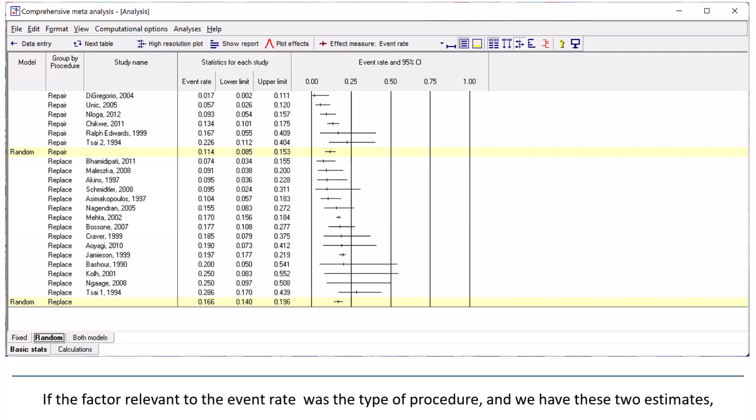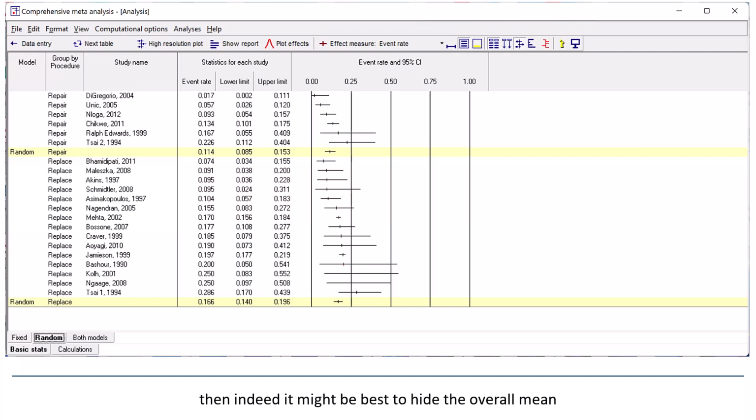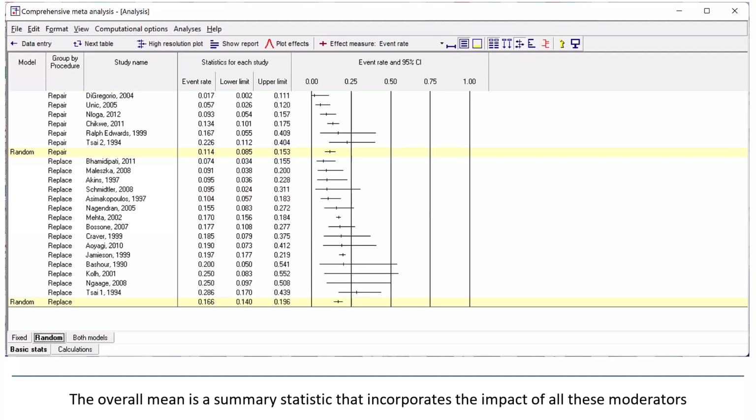If the only factor relevant to the event rate was the type of procedure, and we have these two estimates, then indeed it might be best to hide the overall mean. But that isn't the case. The overall mean depends not only on the procedures used in the different studies, but also on the ages represented in the different studies, on the year when the different studies were performed, and on an extensive array of other potential moderators. The overall mean is a summary statistic that incorporates the impact of all these moderators.